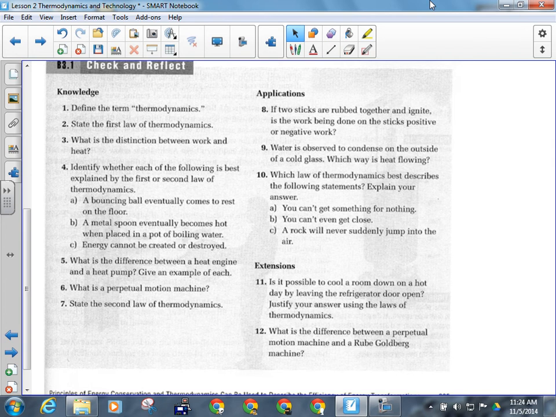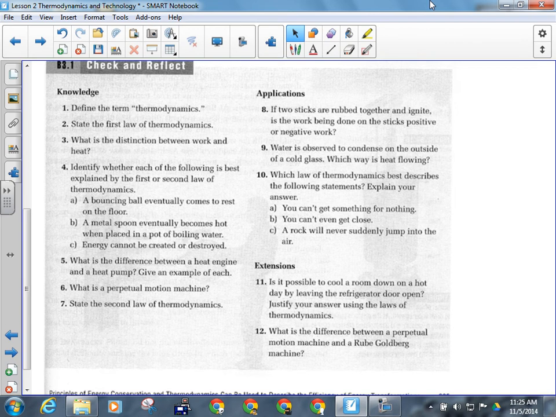Okay. First law of thermodynamics. What does that say? What does it say about energy? All right, Evan. Energy cannot be destroyed or created. Right. Okay. It's the law of conservation of energy. Energy can't be created. It can't be destroyed. Okay.